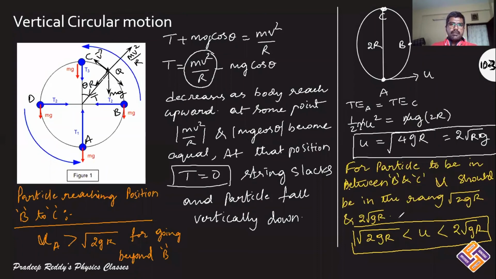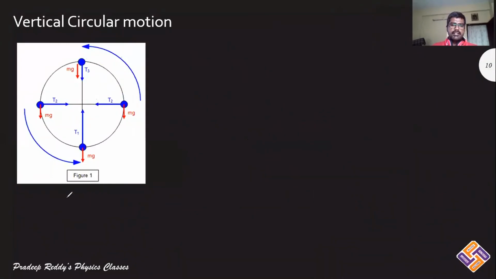So that is the second condition. Now let us see the condition for the body executing complete vertical circular motion.